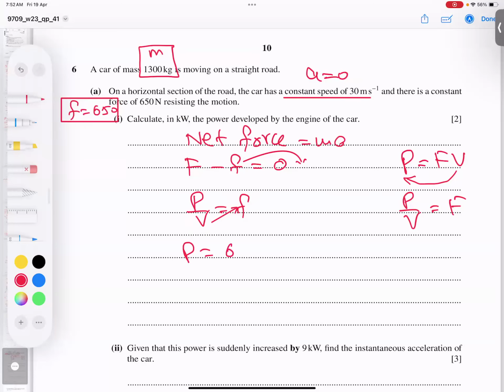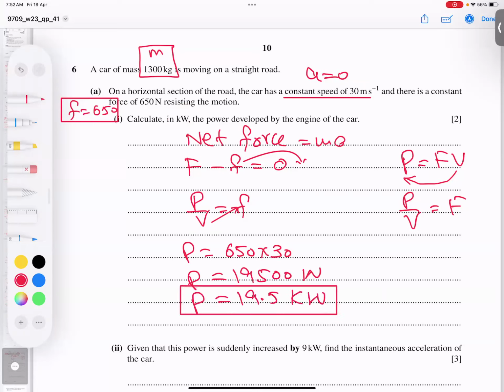Alhamdulillah, I believe this is nothing hard, and we got 19500 watts. But he said kilowatt. So divide by 1000, and 19.5 kilowatts is our final answer. So I hope it is clear.